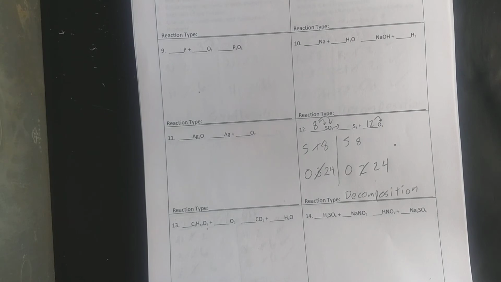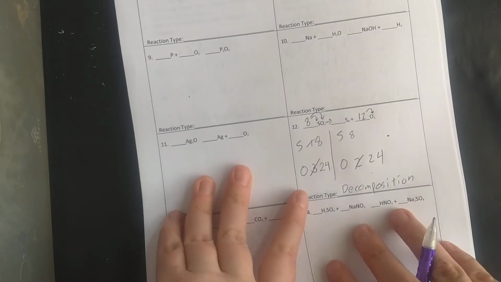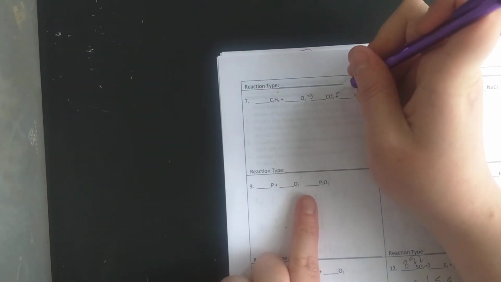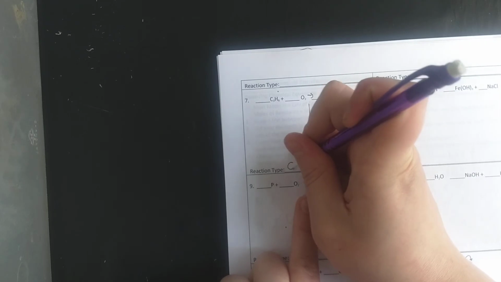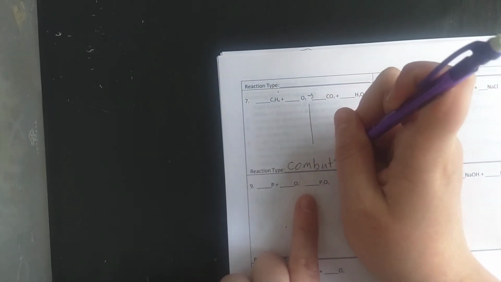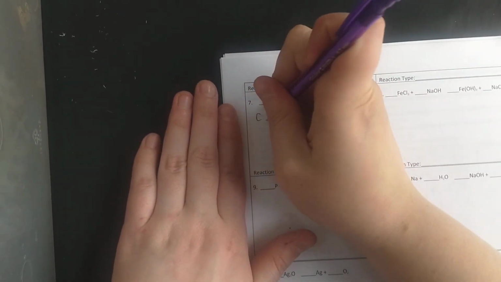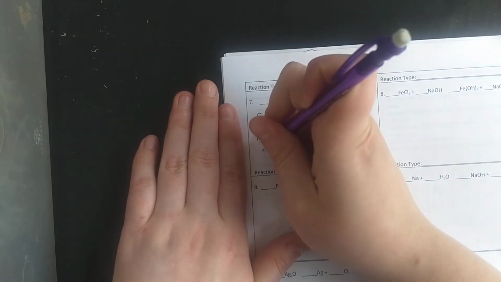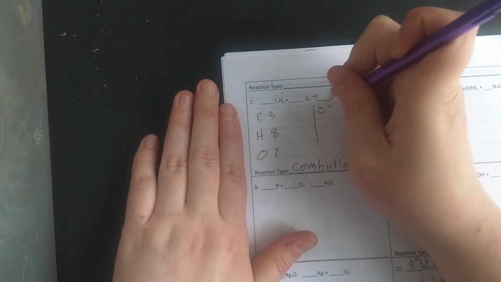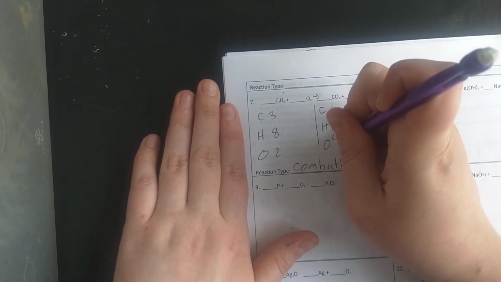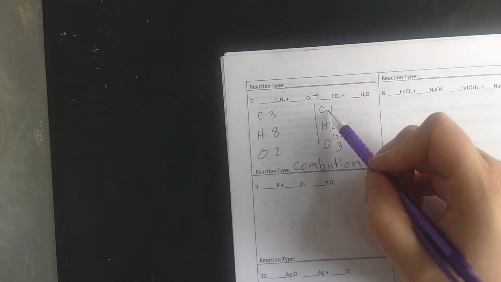Let's do one more. Let's do this one up here. This is going to be our last one. Okay, so here we have a carbon fuel plus O2 makes CO2 and H2O. So this is one more combustion reaction. Okay, so now we have C3, H8, and O2. Over here we have C1, H2, and O3.